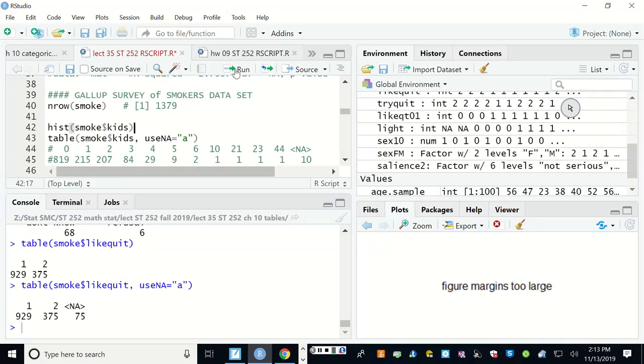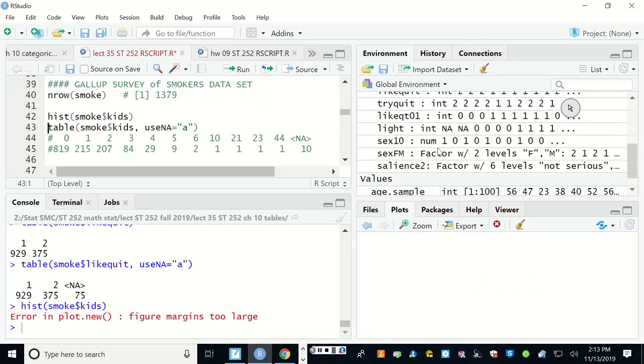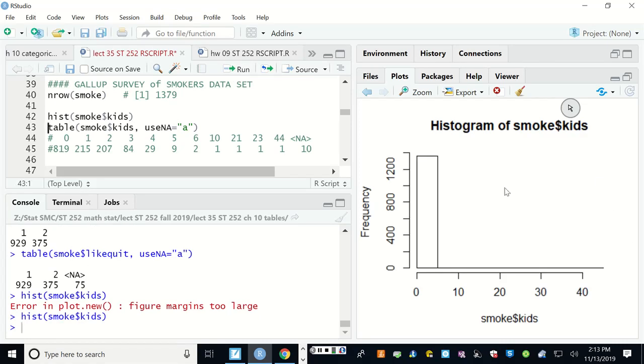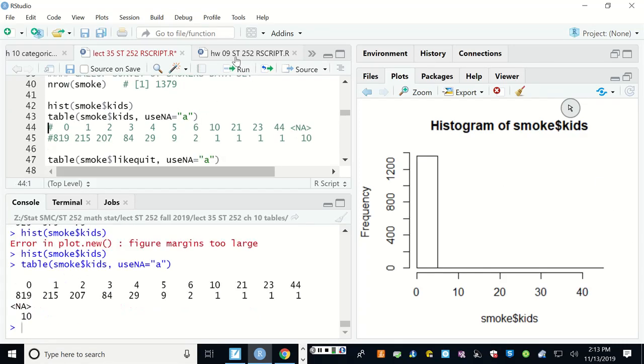The distribution of the number of kids, so it's self-report. How many children under the age of 18 live at this address, right? And so here's a histogram we can get of the number of kids, and the table of the numbers. 819 said 0. Some said 1, 2, 3. But there's a few responses that got typed into the computer that are pretty big.